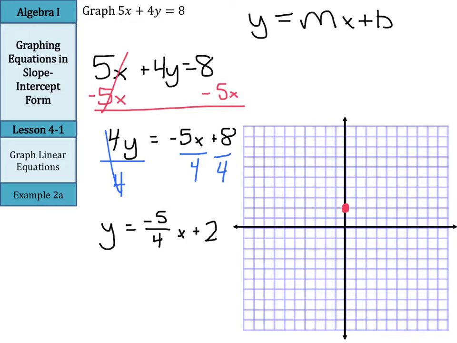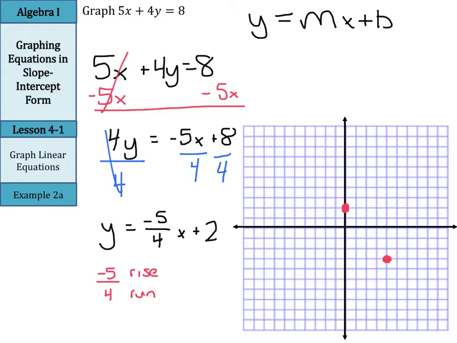And then negative 5/4 means that I will rise negative 5 as we run 4. So our rise is negative 5, so we go down 1, 2, 3, 4, 5. And then we run to the right 4: 1, 2, 3, 4.